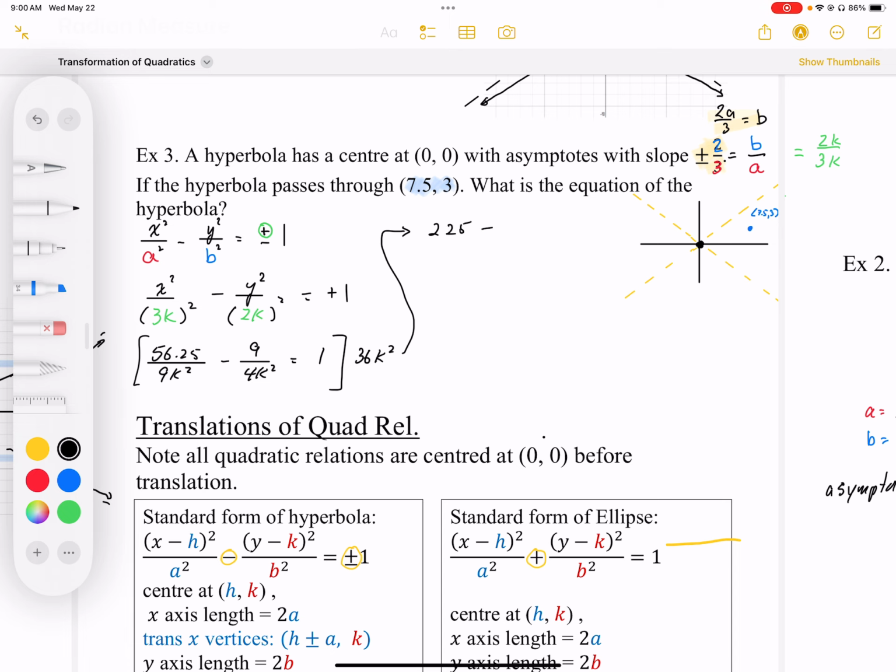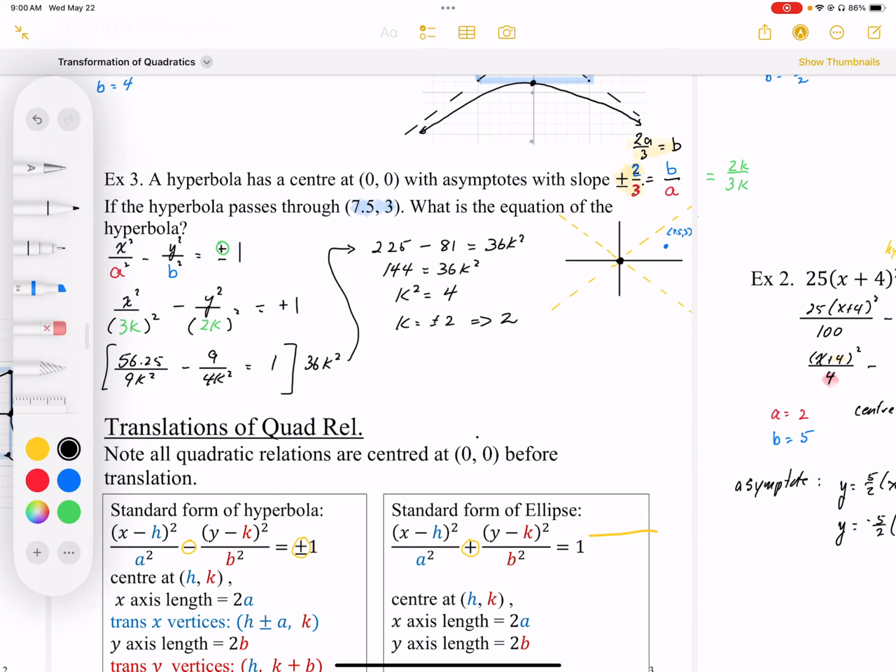225, minus, here the common factor with 36 and k is going to be 9, so we're going to end up with 9 times 9, which is 81. That's going to equal 36k squared. Subtracting these, we get 144 is equal to 36k squared. So k squared, when we divide this, ends up being equal to 4. So k equals plus or minus 2. Since we don't need the negative, we say that k is equal to 2.